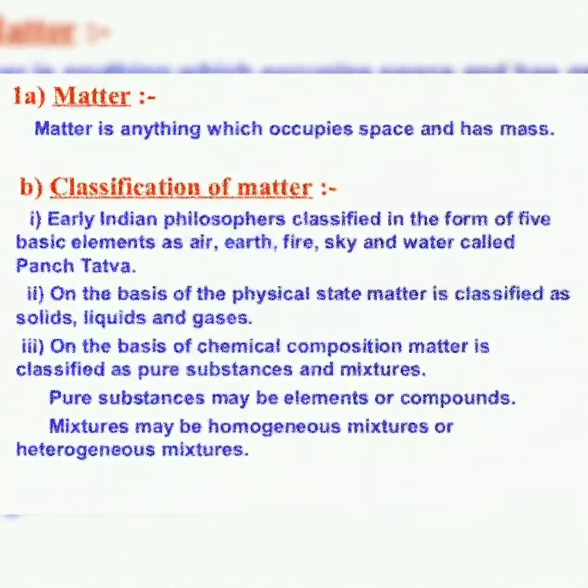Then classification of matter. On the basis of physical state, matter is classified into solid, liquid and gases. And on the basis of chemical composition, matter is classified into pure substances and mixtures. Pure substances are of two types, element and compound, and mixtures are of two types, heterogeneous and homogeneous.